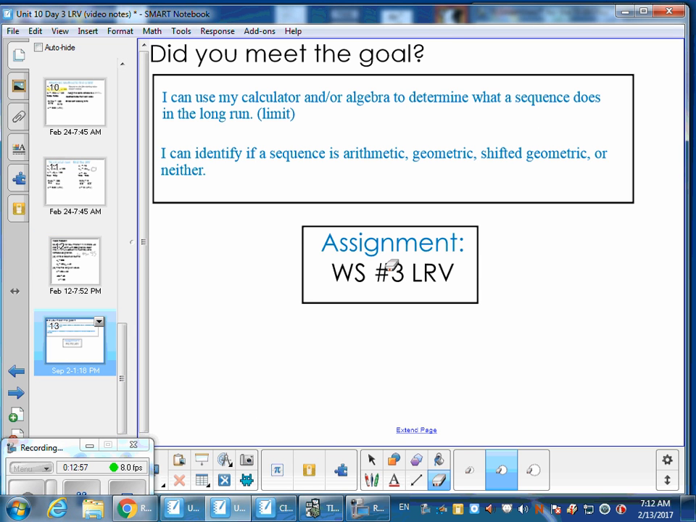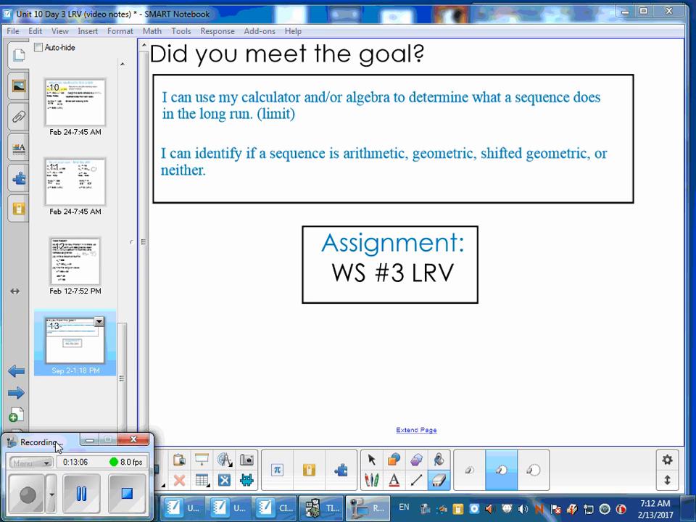Okay? All right, so your homework tonight is going to be worksheet number 3, long run value. Make sure you pull that up on Google Classroom and check your answers there when you are done. If you finish everything, that should be the only reason you pack up.